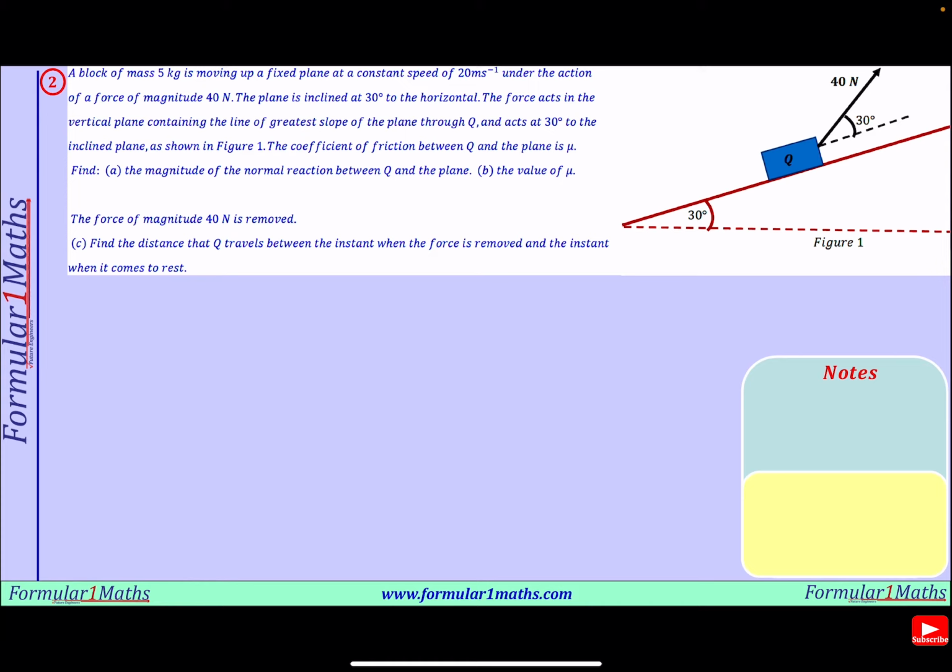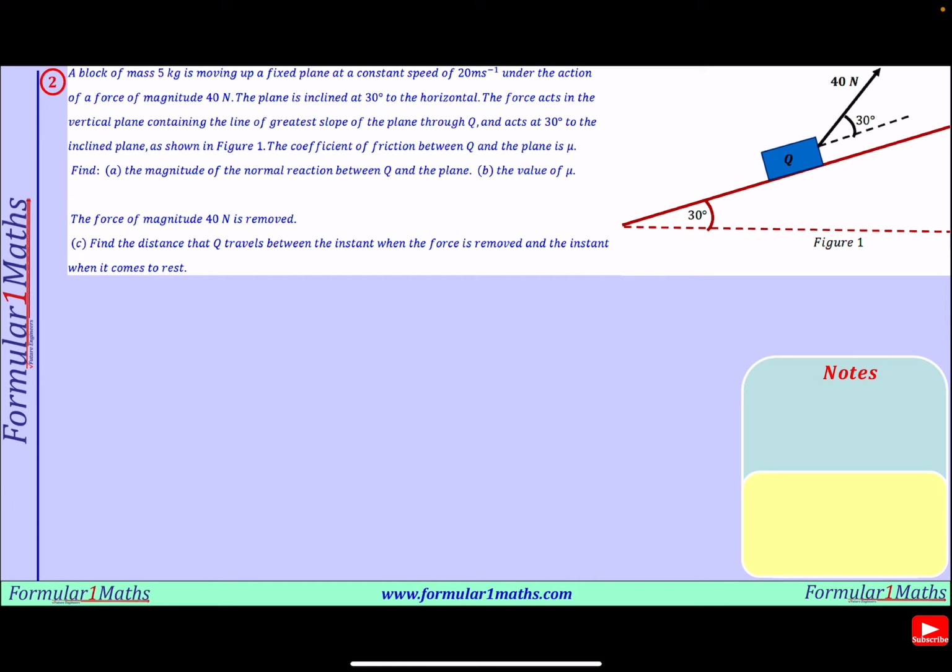The coefficient of friction between Q and the plane is mu. Find A, the magnitude of the normal reaction between Q and the plane. B, the value of mu. For C, it says the force of magnitude 40 newtons is removed.